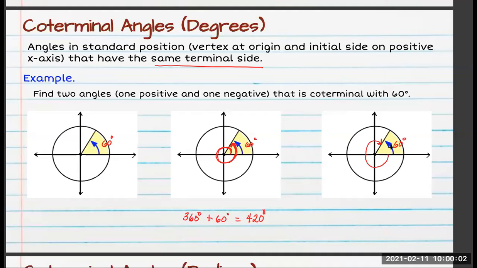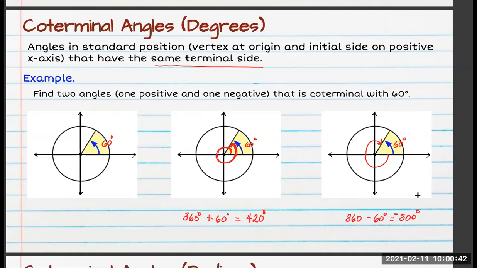Anybody? That would be 360 degrees. You want to take all this one complete revolution and take this out, just like your reference angle, right? So 360 minus 60 degrees, that would be equal to 300 degrees. And it's negative, because you are going in the clockwise direction. All right, so that's negative 300 degrees.